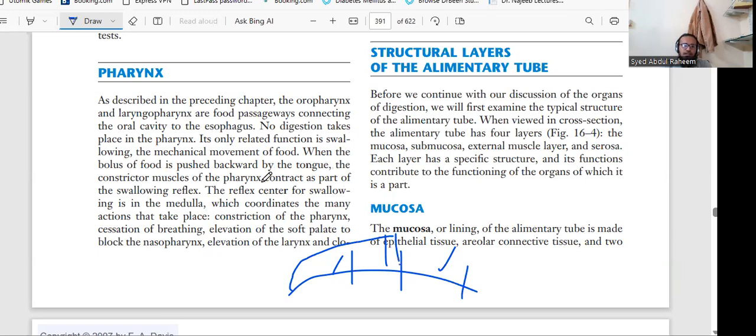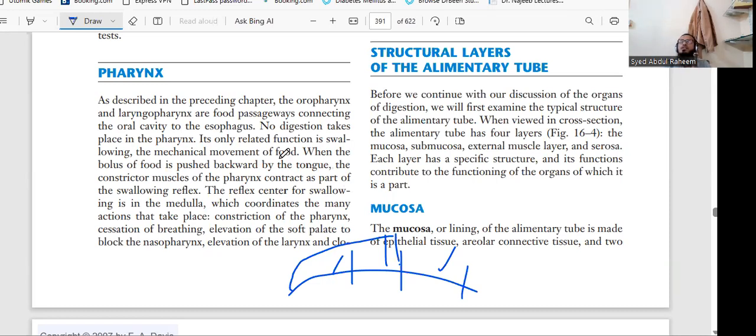Okay. No digestion takes place in the pharynx. So here digestion will not take place. Its only related function is swallowing. So what is this function? The only related function is swallowing, the mechanical movement of food. Swallowing is the mechanical movement of food from mouth to stomach.